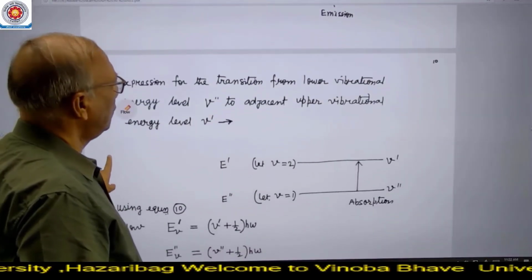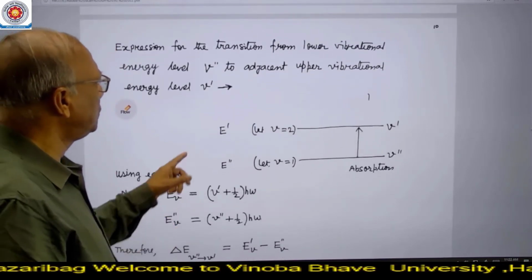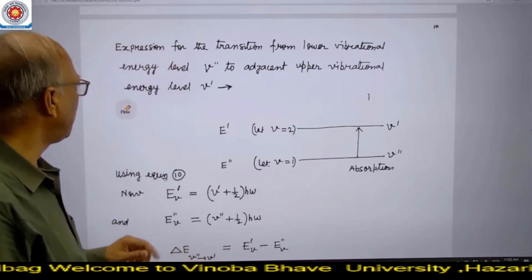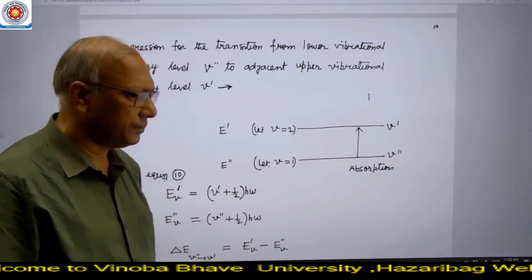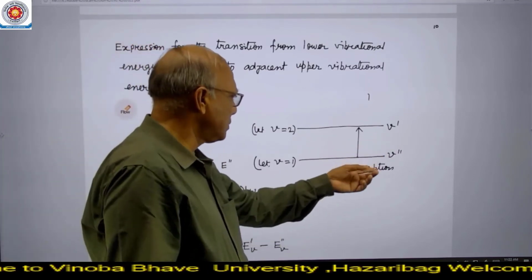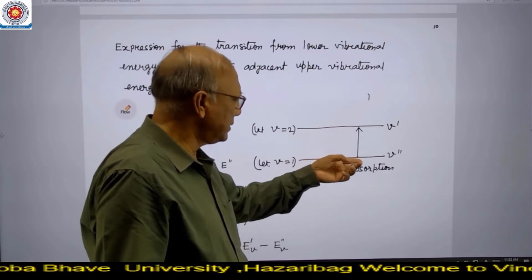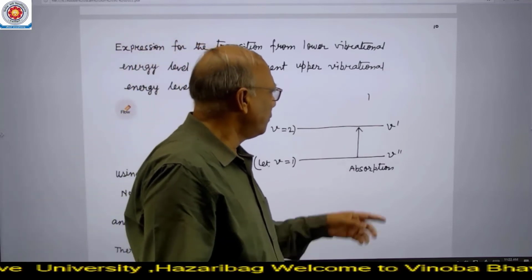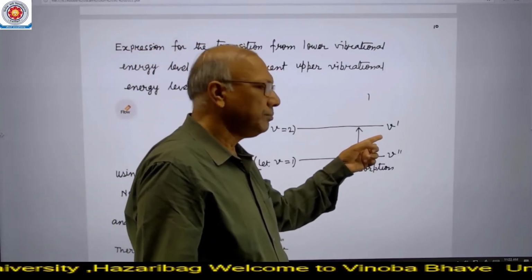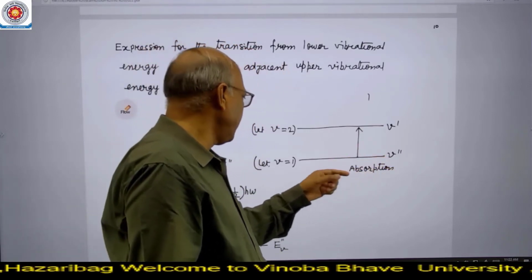Now, the expression for the transition from the lower vibrational energy level V double prime to the adjacent upper vibrational energy level V single prime can be represented by this figure. Suppose this is the lower energy level and this is the upper energy level. According to the tradition, we represent the upper energy level by a single prime and the lower energy level by a double prime.